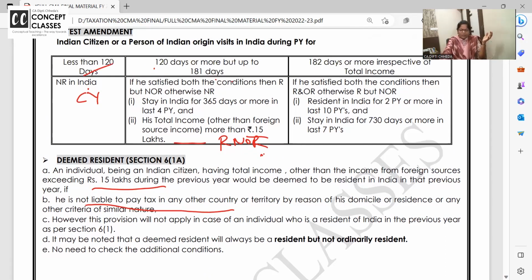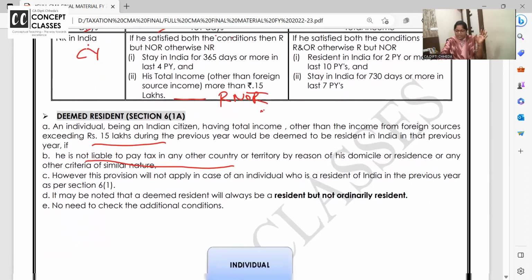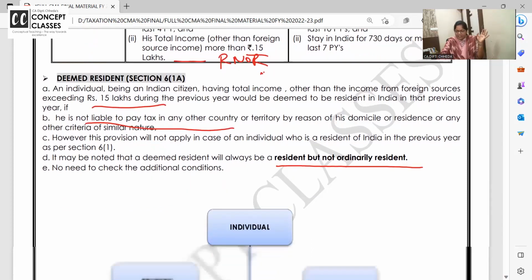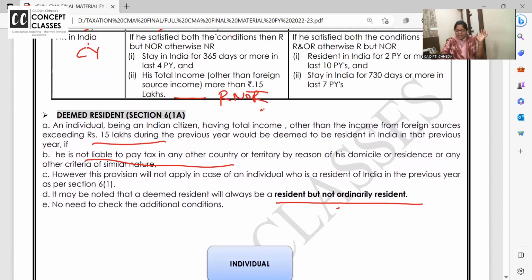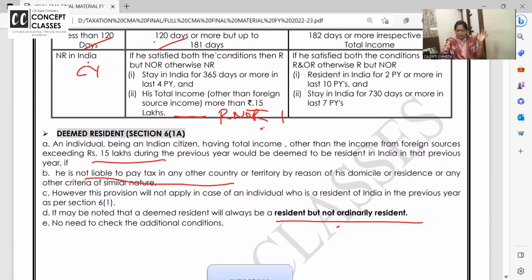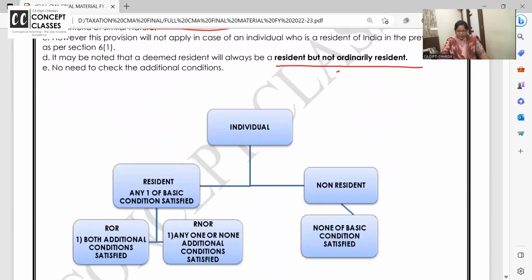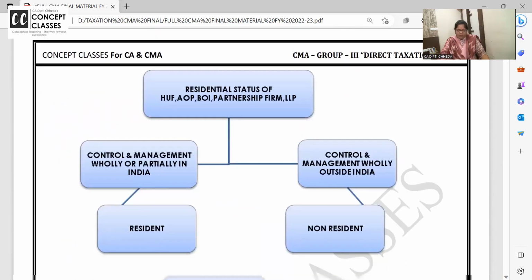Then forget about 120 days and all, whatever the number of days. You are said to be deemed resident. That is resident, but not ordinary resident, and you have to pay the tax. Ma'am, do we have to check the additional conditions? Not at all. In both these cases, don't check the additional conditions. Okay? So this is all about this.